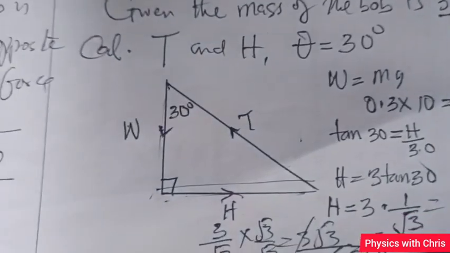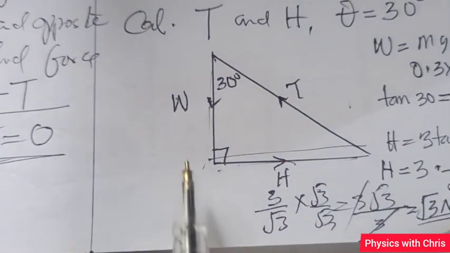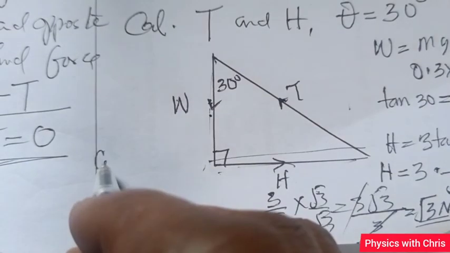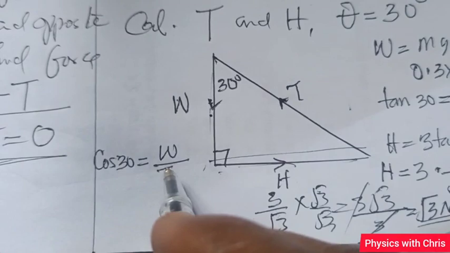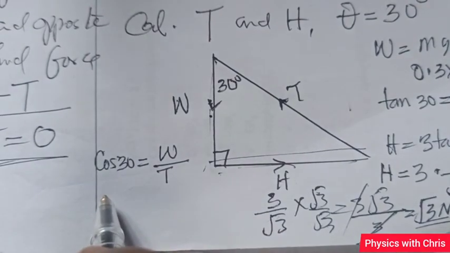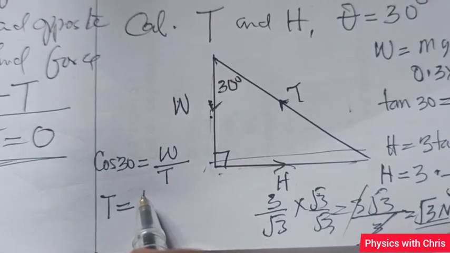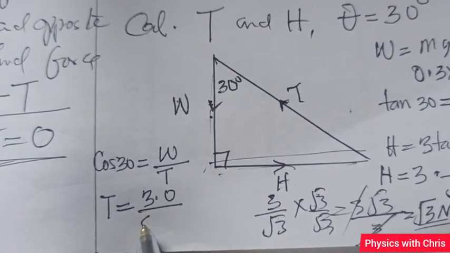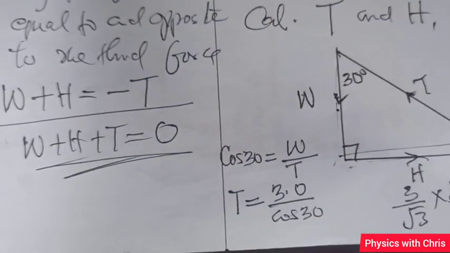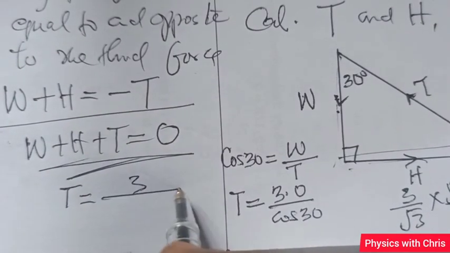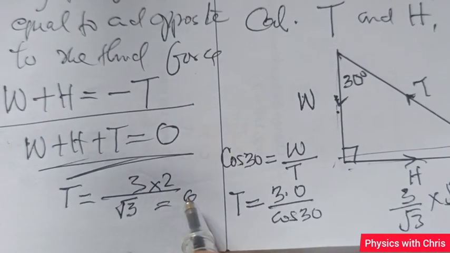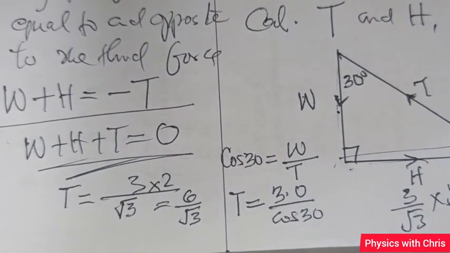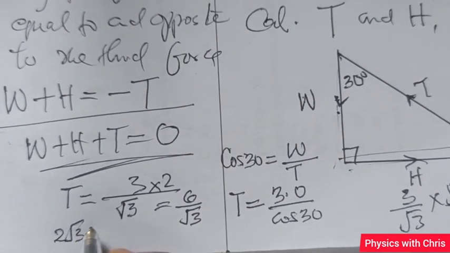How do I find force T? Can we use the same SOHCAHTOA? This one, let me use adjacent to hypotenuse. That is cos 30 is equal to adjacent, which is W, over hypotenuse, which is T. So T is equal to the weight, which is 3 Newton, divided by cos 30. And what is cos 30? Root 3 over 2. The 2 goes up. That gives me 6 over root 3, which I can rationalize to give me 6 root 3 over 3. That is 2 root 3. That is my T.